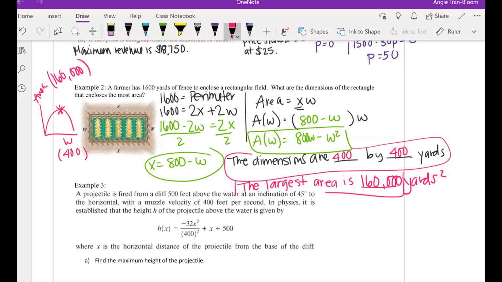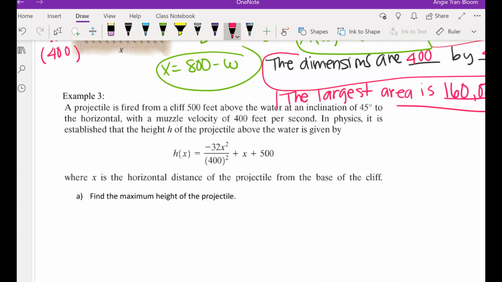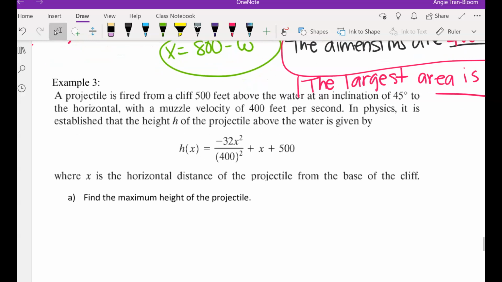Okay, we'll try it again on the next one, okay? Okay. Example three. A projectile is fired from a cliff of 500 feet above water at an inclination of 45 degrees to the horizontal with a muzzle velocity of 400 feet per second.